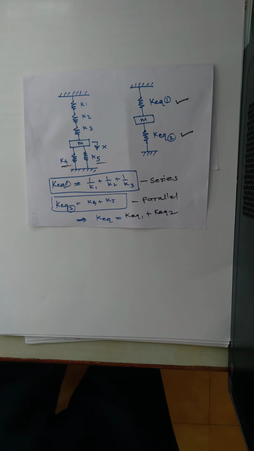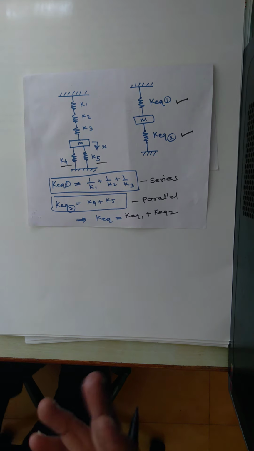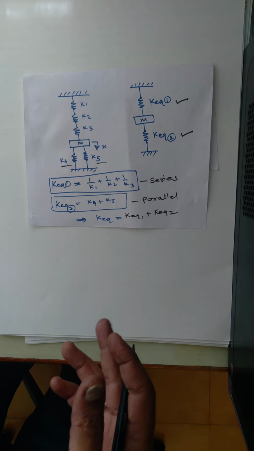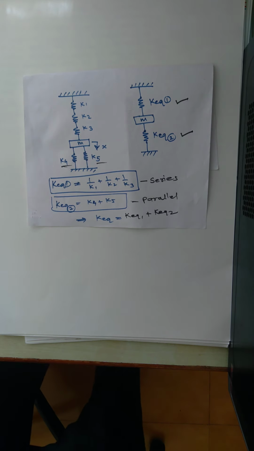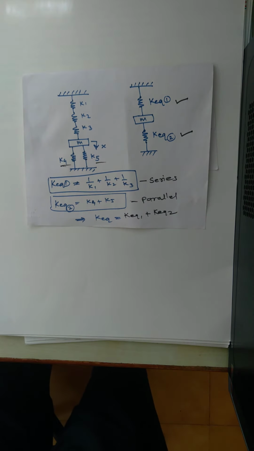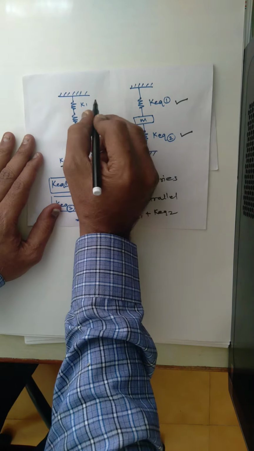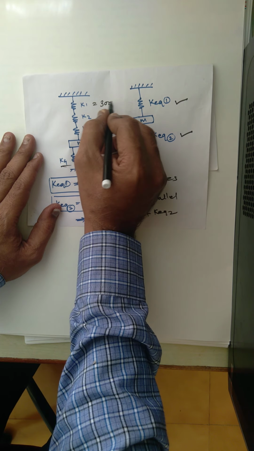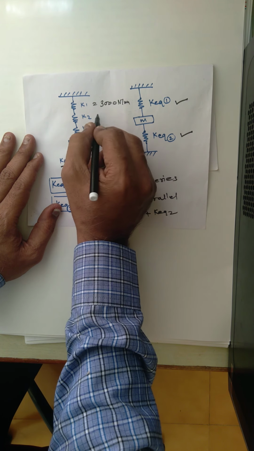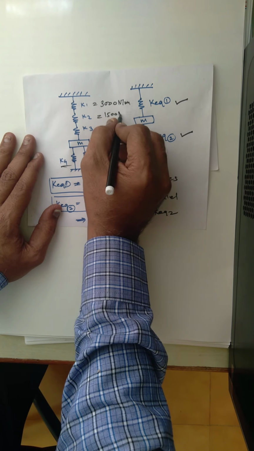Okay. So friend, here we have to solve this numerical using some data. If this data is given to you, you can solve the numerical. Suppose the values of K1, K2, K3, K4 are given to you. Suppose K1 is equal to 3000 Newton per millimeter, K2 is equal to 1500 Newton per millimeter.